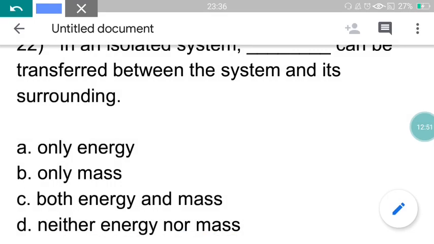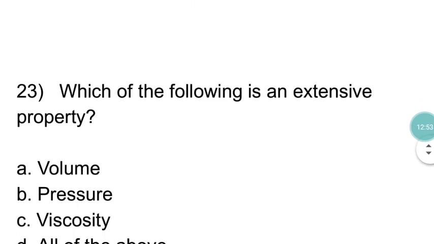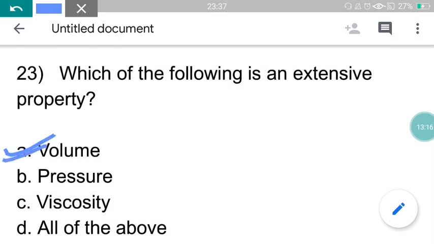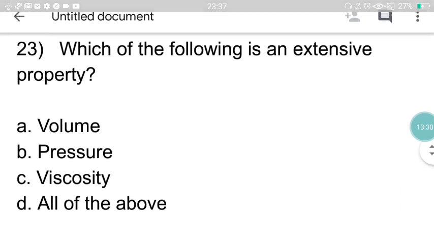Neither energy nor mass. Question number 23. Which of the following is an extensive property? Okay, they're asking as an extensive property means what? The property which depends upon the mass is known as extensive, and the property which is independent of the mass is known as intensive property. So from the below options, option A, that is volume, is an extensive property. Option A is extensive property, and all the specific properties, or we can say the ratio of two extensive properties, is known as intensive property. Okay, all the specific properties are also known as intensive properties, which are independent of mass.